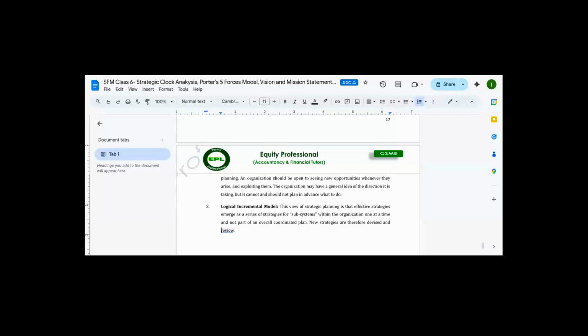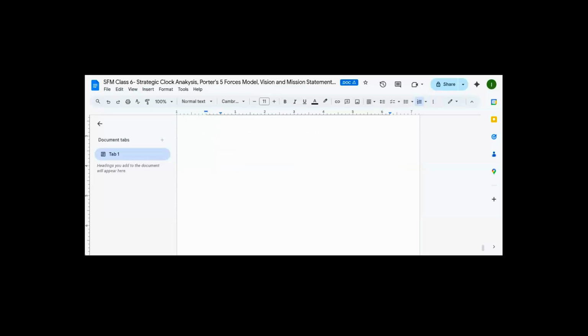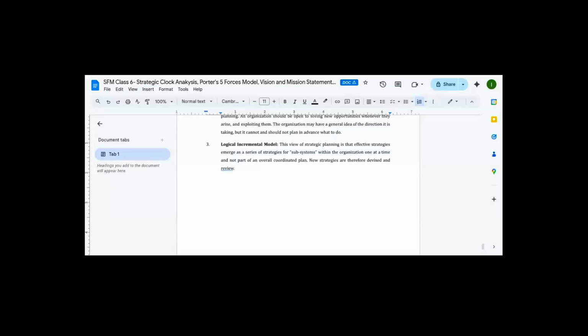This might require some slight redress or adjustments in the policy of the company. And if it does not have any effect on our business, then we can continue. But mostly, it will have an effect and will require slight adjustments to our policy in the company. So that is what we call the logical incremental model. The logical incremental model is a view of strategic planning that effective strategies emerge as a series of strategies for subsistence.